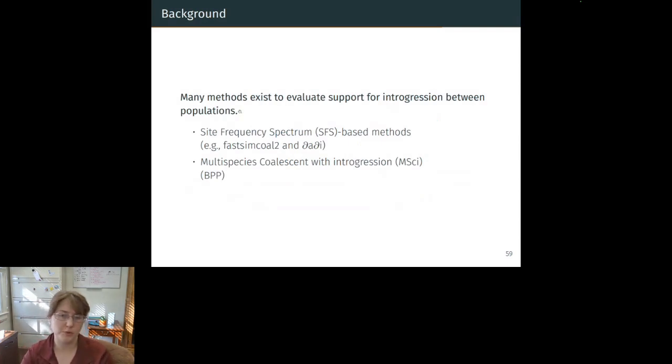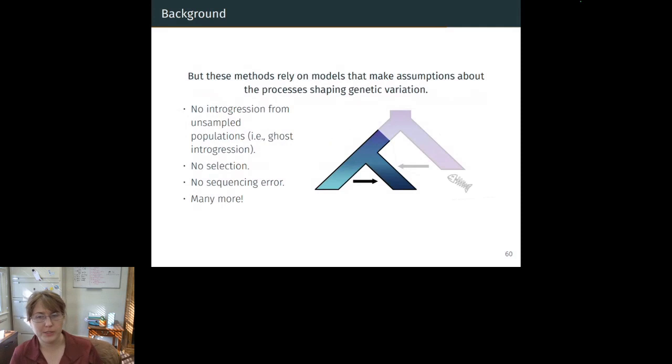I've mentioned some of these before today. So we have the methods based on the site frequency spectrum, which include things like FastSimCoal2, and methods like BPP, which uses a multi-species coalescent with introgression to analyze sequence data. And these methods are really powerful, but these methods, along with the supervised machine learning methods that we've been talking about today, rely on models.